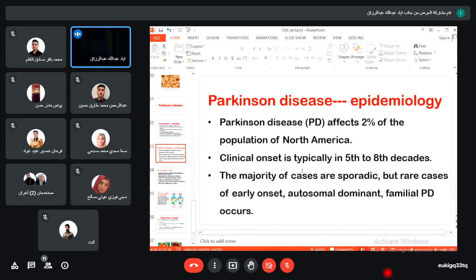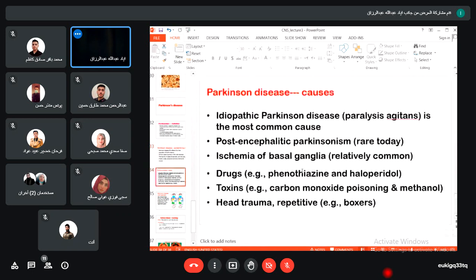What is the cause of Parkinson's disease? By the way, we have two terms: Parkinson's disease and Parkinsonism. Parkinsonism is a clinical entity characterized by these clinical features we talked about: tremor, rigidity, bradykinesia. Whereas Parkinson's disease is the idiopathic nature of Parkinsonism, which we call paralysis agitans. It is the most common cause of Parkinsonism. It is idiopathic. Why is the cause unknown? It's not known.